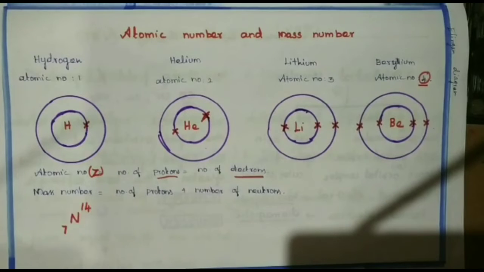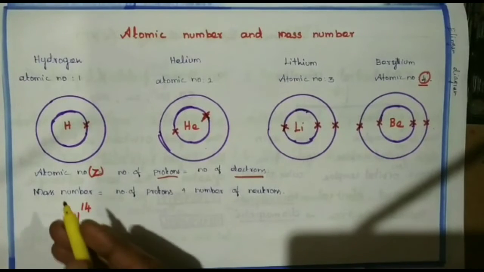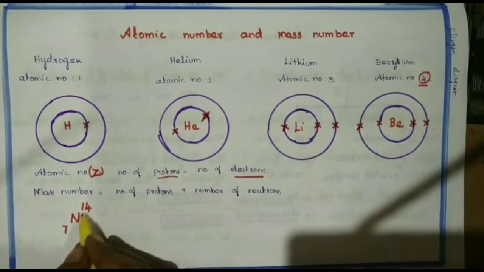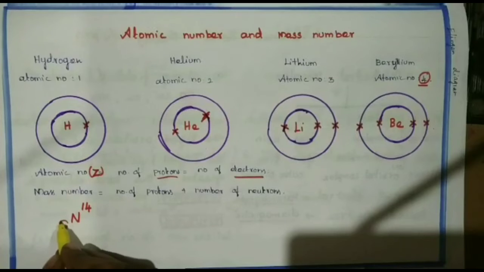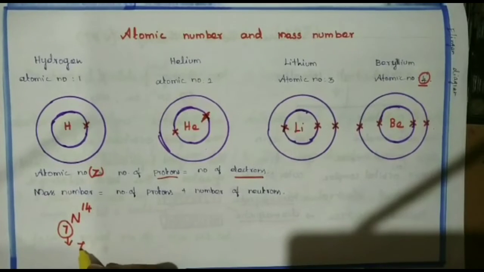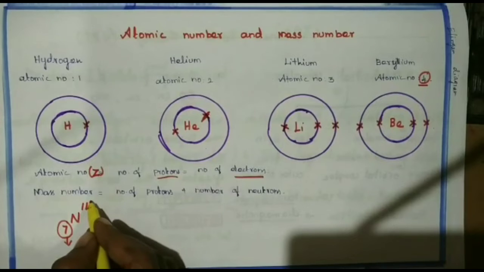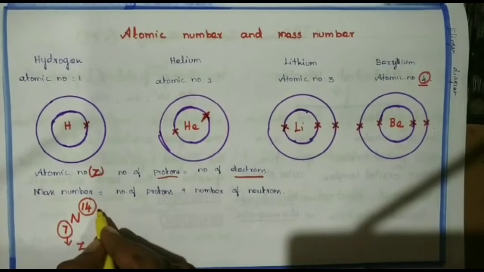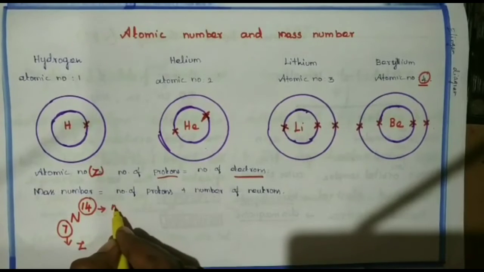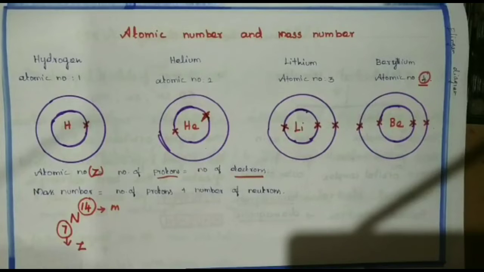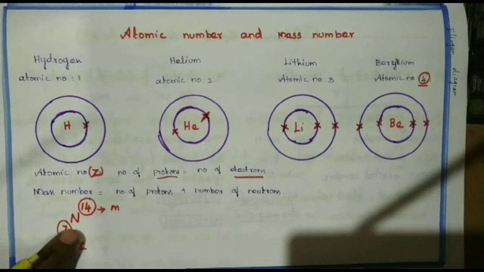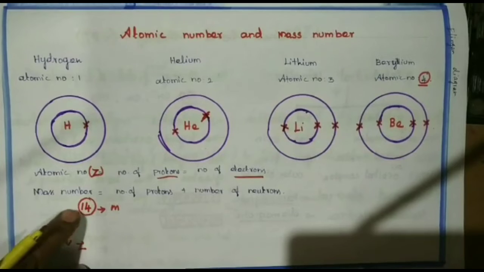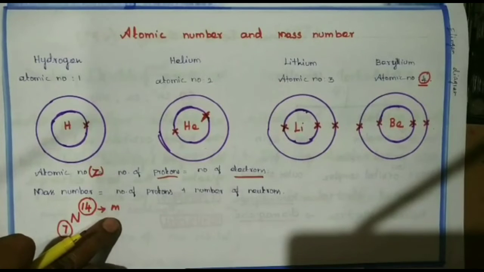Okay, so the first example is nitrogen, 7 and 14. Here this 7 is denoted as the atomic number Z. Okay, then this 14 represents the mass number. So Z is the atomic number. So in nitrogen, atomic number is 7, and 14 is the mass number.